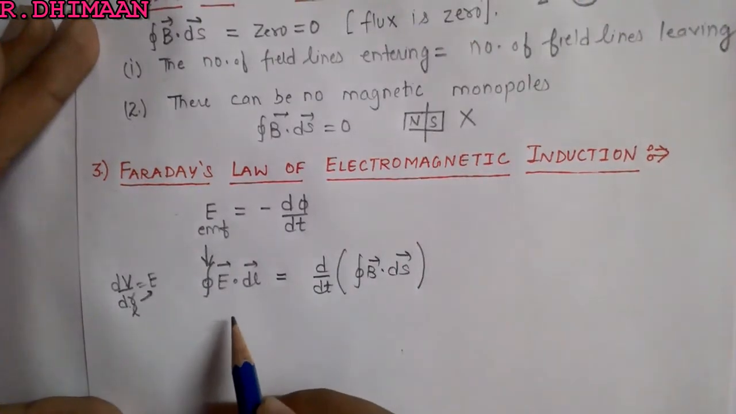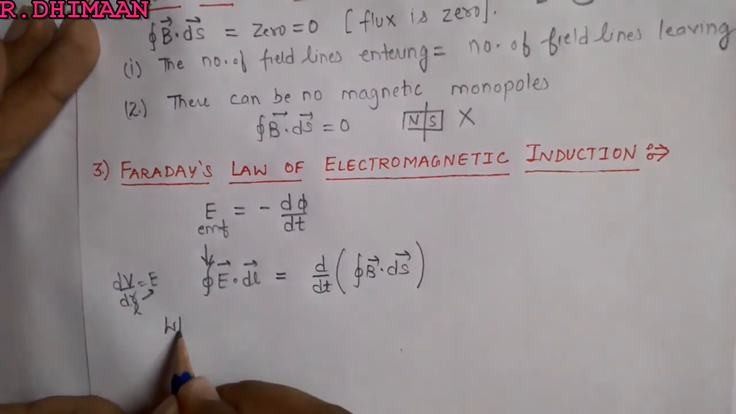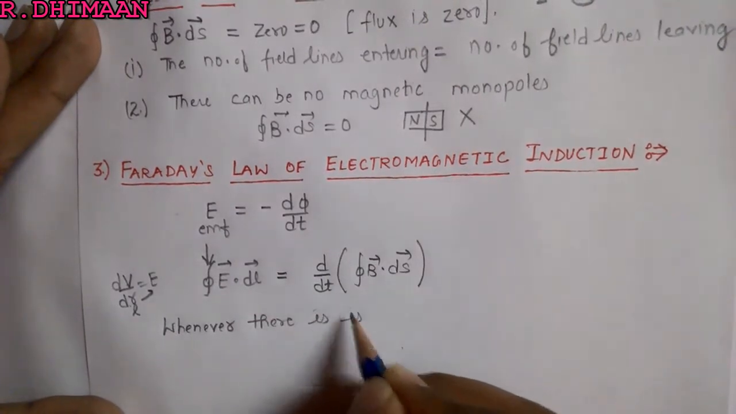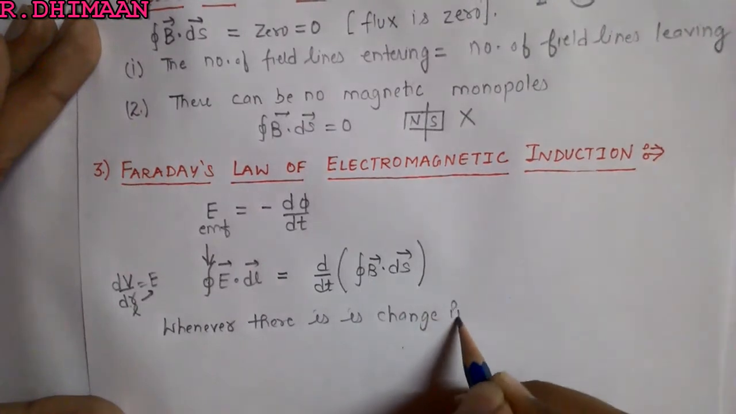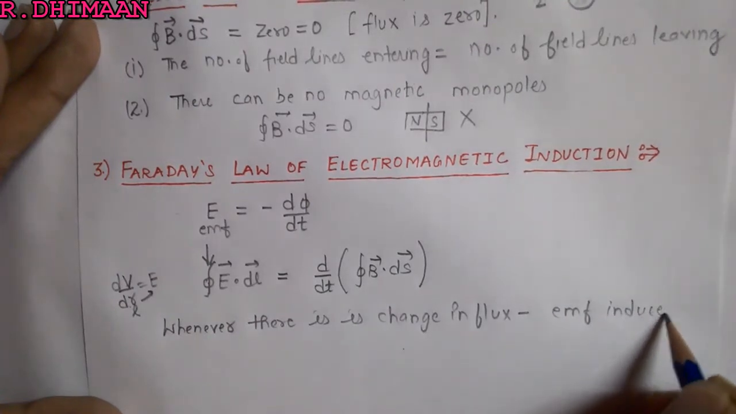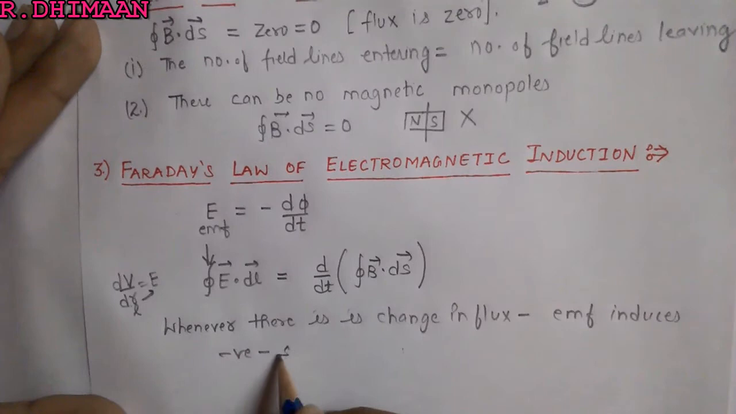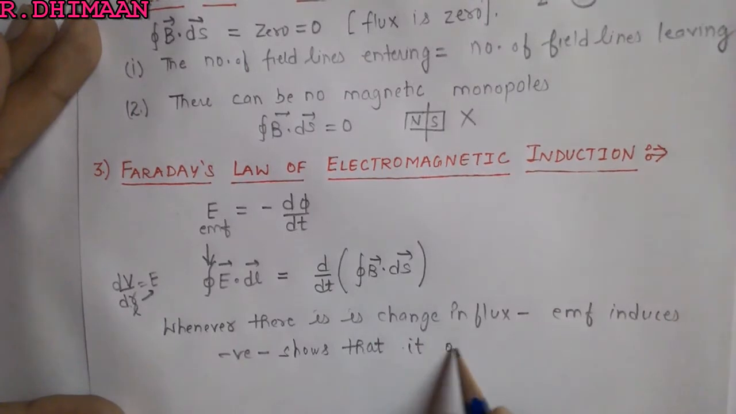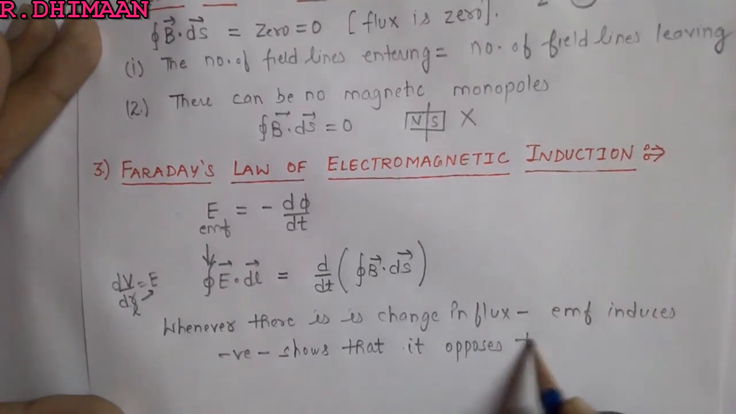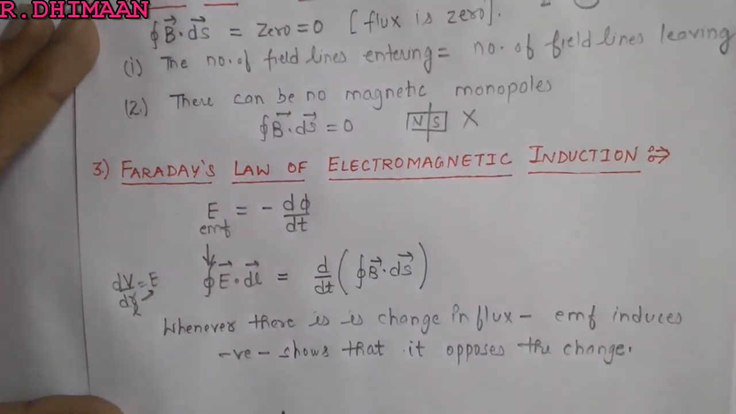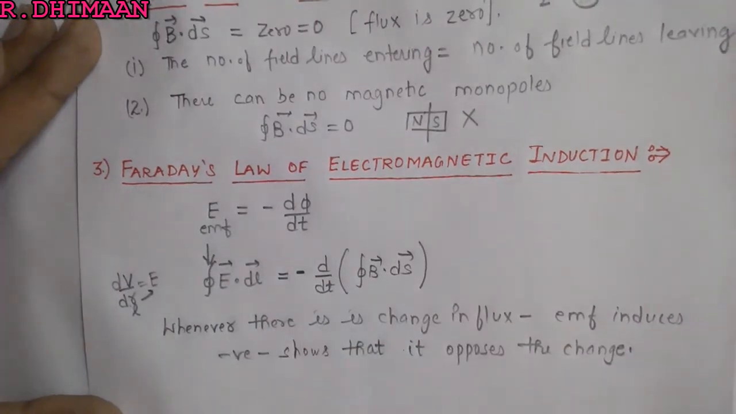This is our third Maxwell equation, which defines that whenever there is a change in flux, EMF is induced, and the negative sign shows that it opposes the change. And this can be written like this.